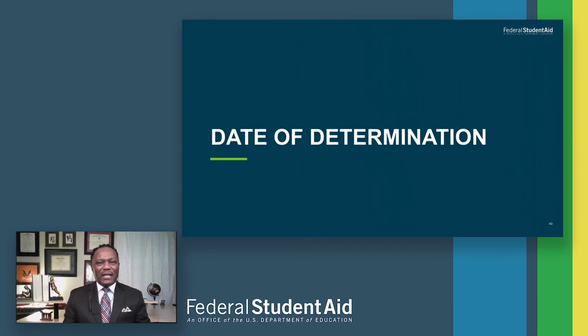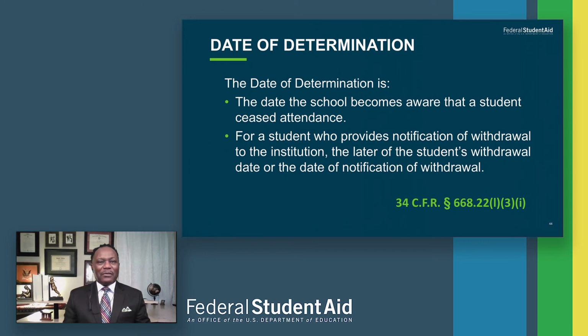Date of determination. In this segment, we will discuss the date of determination, how it differs from a withdrawal date, and what it is used for. Our final topic of discussion is the date of determination. The date of determination, as noted here, is the date the school becomes aware that a student ceased attendance. The date of determination is important because it sets the precedence for when the countdown for deadlines begins, as you will soon see.